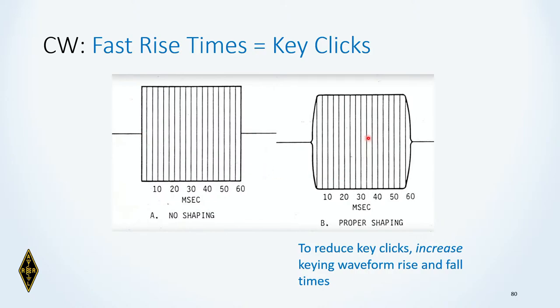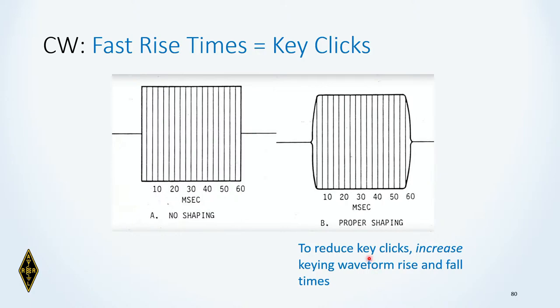Proper shaping of a CW waveform looks something like this. You turn the transmitter on somewhat gradually, and then when you lift your key, it comes down more gradually. That greatly reduces the bandwidth.